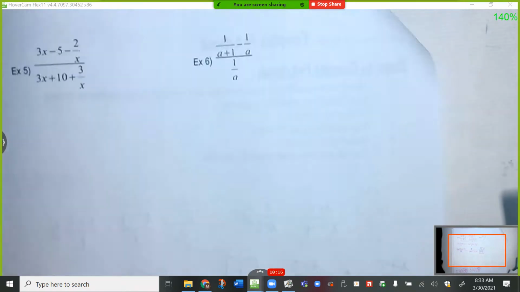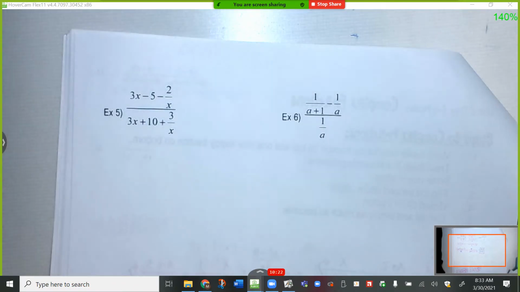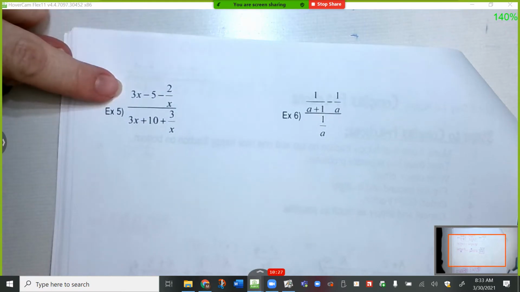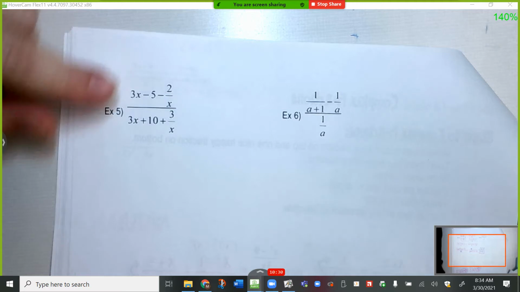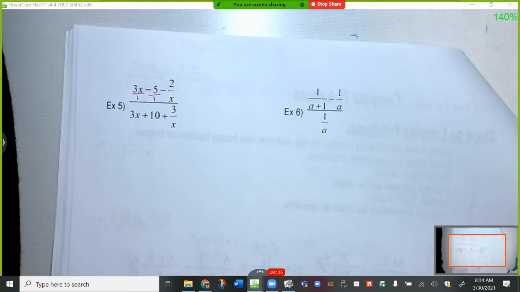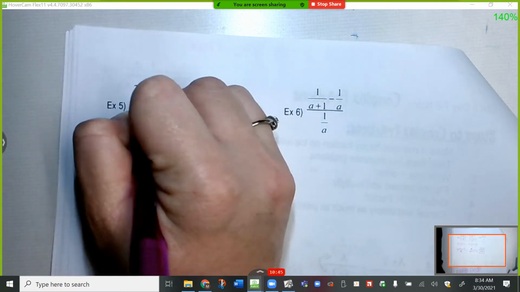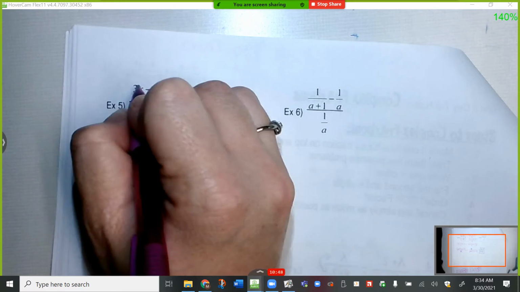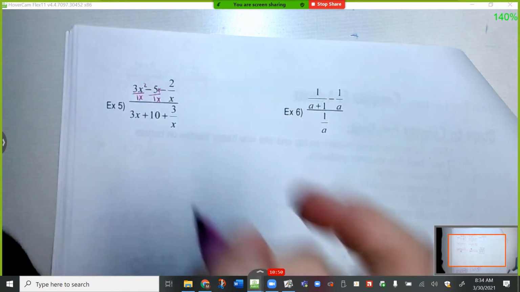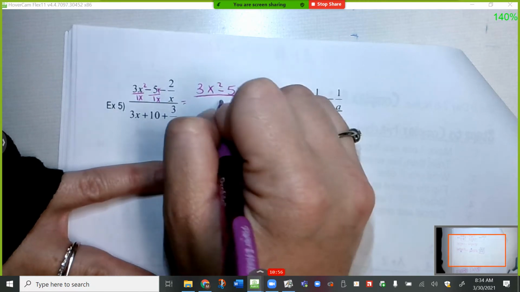So there's 2 more on the back. These are a little more gross, but they're not bad. Okay, so this first one, I want you to realize that, remember, anytime something's not all the way across a fraction, we need to make it. So these are over 1, but this has an x. Can I multiply both of these by x, top and bottom? Yeah. Now, what does x times x give you? Squared. So I'm just going to put a squared there. And now I have 3x squared minus 5x minus 2, and now all of them have a denominator of x.